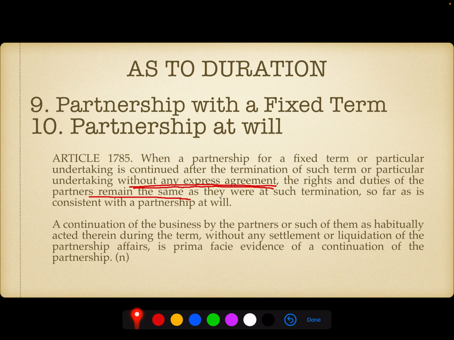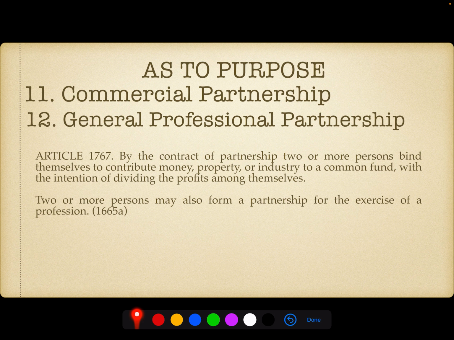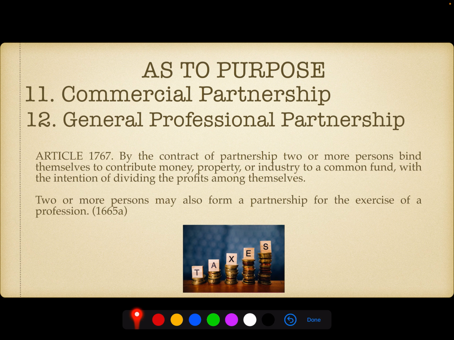Okay. Now next, as to the purpose, which is both defined and stated in Article 1767, there is a commercial partnership and a general professional partnership. So, why do you need to distinguish? Mainly because of taxes. Under the National Internal Revenue Code, which is now amended by the TRAIN Law, a commercial partnership is a taxable corporation. So, the taxes of a commercial partnership are separate from the taxes of the individual partners.